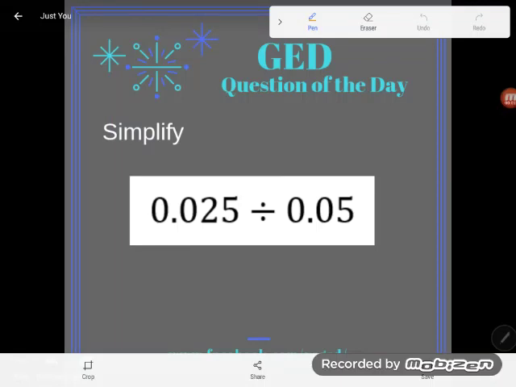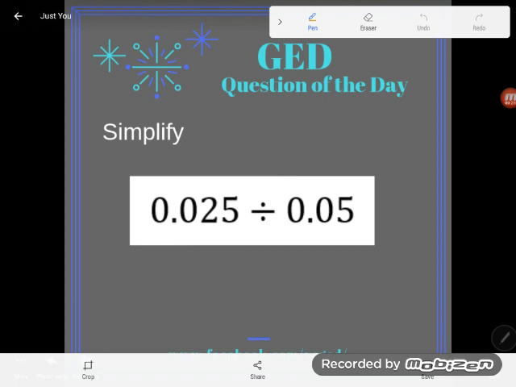Hello GED students, it's GED question of the day time, and I really wanted to get to the point where we were able to divide decimals with the standard algorithm because this could come up on the GED in the first 5 problems where you don't have a calculator. In fact, this is one of their favorites on there. Okay, so dividing decimals.